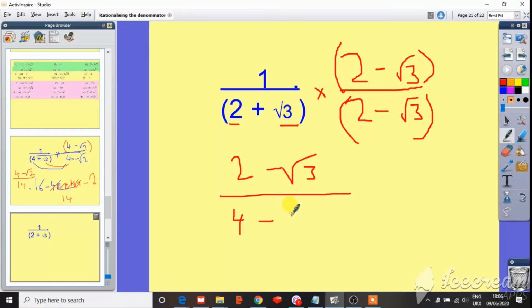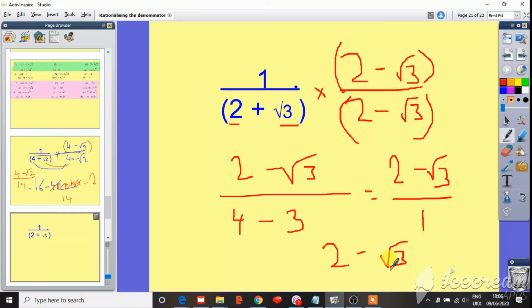Root 3 times negative root 3 is minus 3. And that's really because root 3 times root 3 is root 9, which cancels down to 3. My numerator stays as 2 minus root 3. And my denominator is 4 minus 3, which is 1. Any number over 1 is just the same, because if we divide it by 1, nothing happens. So my answer is 2 minus root 3.